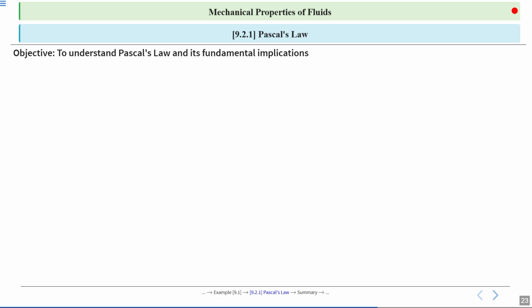9.2.1 Pascal's law. Now we are going to explore an important concept in fluid mechanics, that is Pascal's law. So let's start by defining Pascal's law. According to this principle, when you apply external static pressure to a confined liquid, the pressure is distributed evenly throughout the liquid in all directions. This means that no matter where you apply the pressure, it will be felt equally everywhere in the liquid.